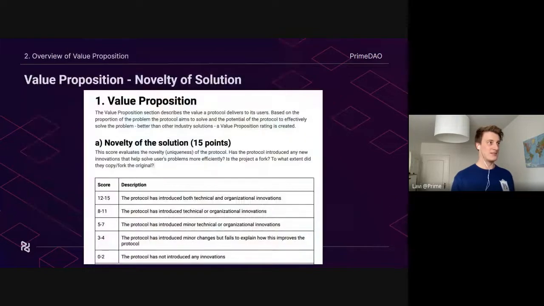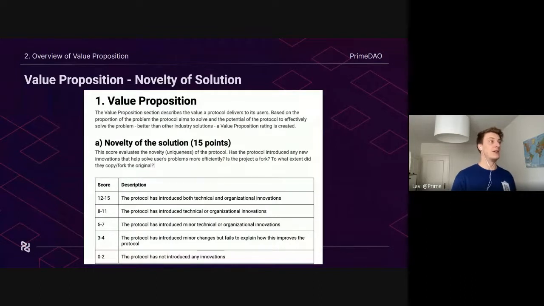Thank you, Thomas. All right, as Thomas mentioned, we are quickly going to go through all of the questions, trying to not spend too much time here, because the more interesting part is probably going to be the part where we look at how we ideally answer these questions. So here, the first section, those of you who have written the reports before know, is looking at the value proposition of the protocol you're analyzing. And the first question is called novelty of the solution.